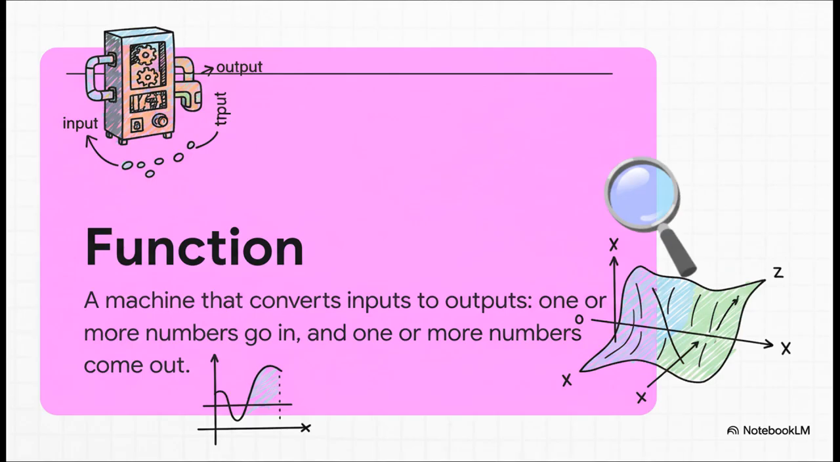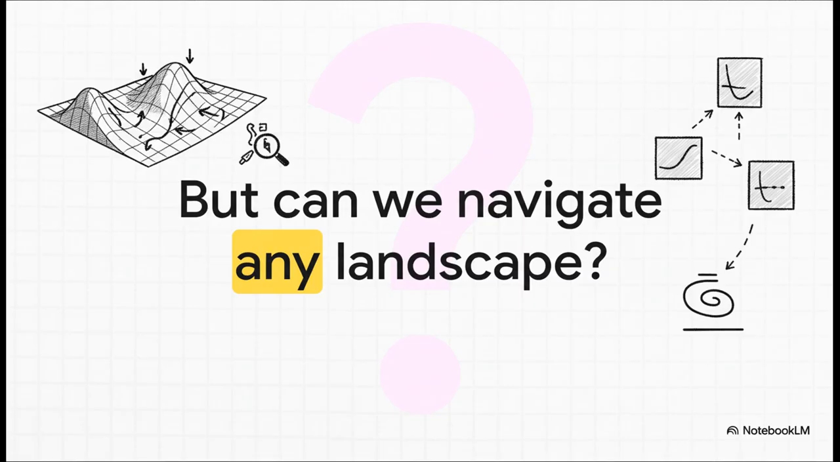Now, in 2 dimensions, if you plot the output for every single input, you get a curve. But things get really interesting when our function takes 2 numbers as input, like an x and a y coordinate on the ground, and gives you one output, say the height. Suddenly you're not drawing a line anymore, you're creating a whole 3-dimensional surface, kind of like a sheet fluttering in the wind.